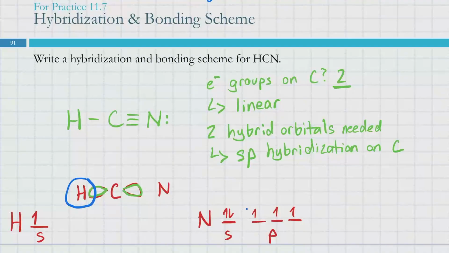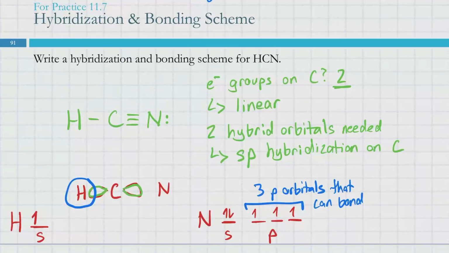So we've got 3 p orbitals that can bond. And so nitrogen is going to be using its p orbitals. So one of them will be going out like that. I'll scooch it over so it overlaps. We've got 2 more bonds that we need to draw in. We've used our sp hybridization already. Both of our sps are used.